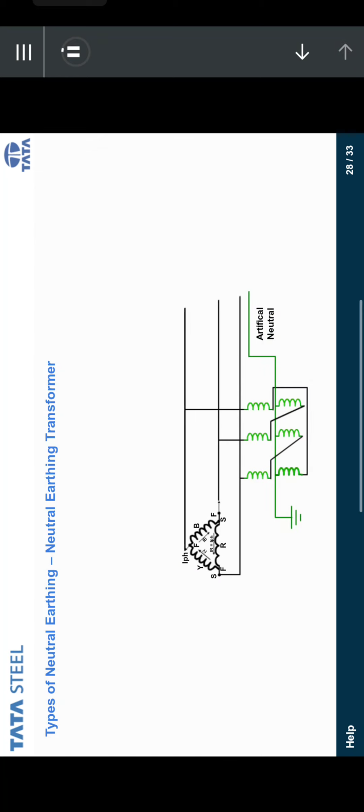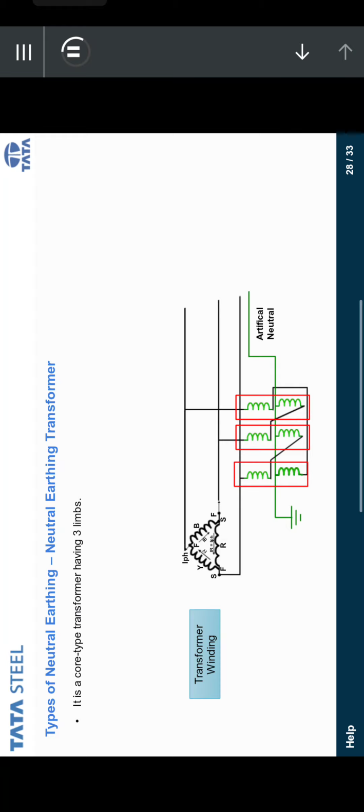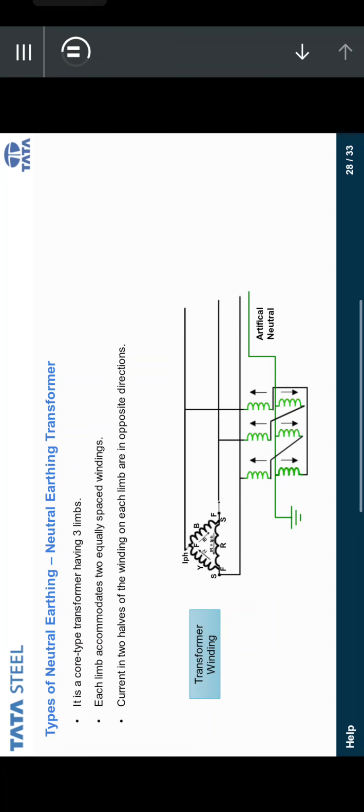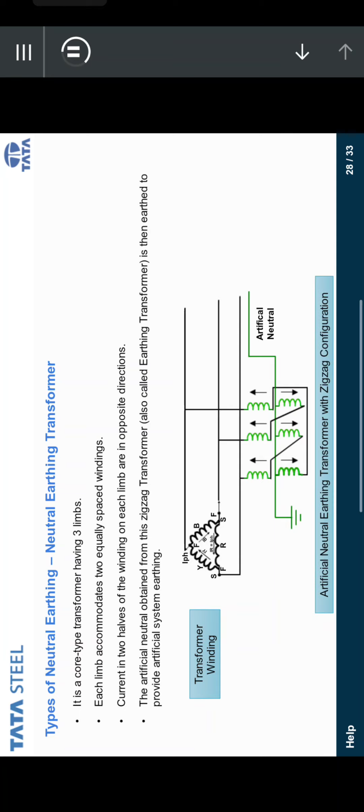Let us now learn about the features of artificial earthing. Here is the diagram of an earthing transformer with zigzag configuration. You can also see the transformer winding. It is a core type transformer having 3 limbs where each limb accommodates 2 equally spaced windings. In this system, as you can see, the currents in the 2 halves of the winding on each limb are in opposite directions. The artificial neutral obtained from this zigzag transformer, also called an earthing transformer, is then earthed to provide artificial system earthing. Well, that was all about the types of neutral earthing.